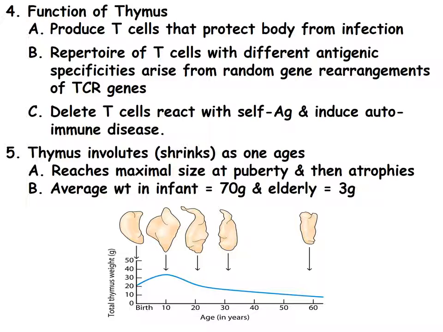And while these rearrangements are occurring, they're checking to make sure that if that T cell receptor reacts with self-antigen, it's eliminated, because that would induce autoimmune disease. Now the weird thing is that the thymus shrinks as we get older. It reaches its maximal size at puberty, and then it atrophies. But it still helps provide us with T cells.